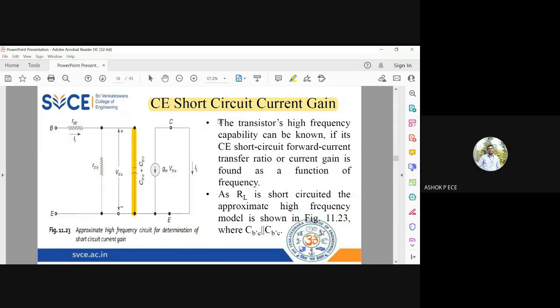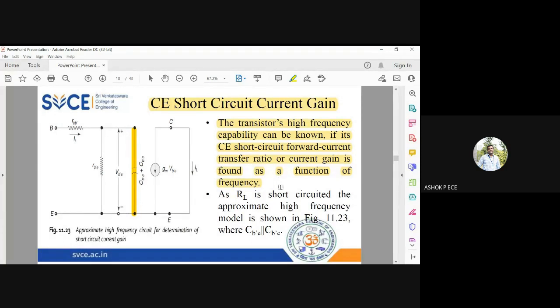The transistor's high frequency capability can be known only if you find this function, this short circuit current gain. So computing the short circuit current gain will help you to assess the gain of the amplifier at very high frequencies. Why we are short circuiting is that it gives your maximum gain. Because in an open circuit, current will not flow, so I cannot find the output current, right? Only in a short circuit will maximum current flow, so that will lead to maximum gain.